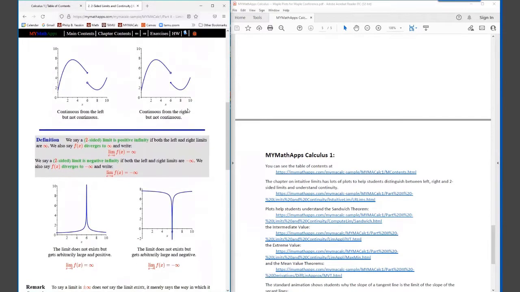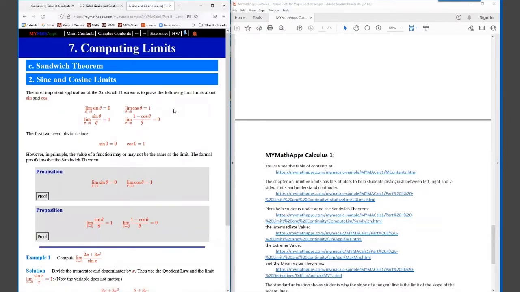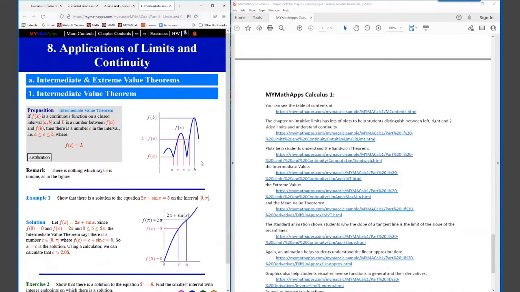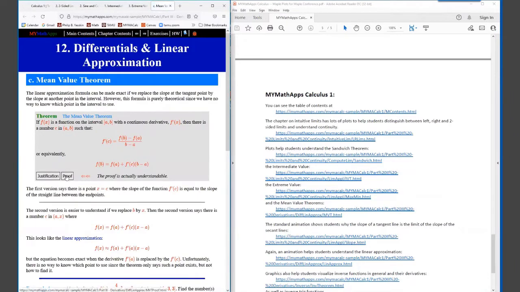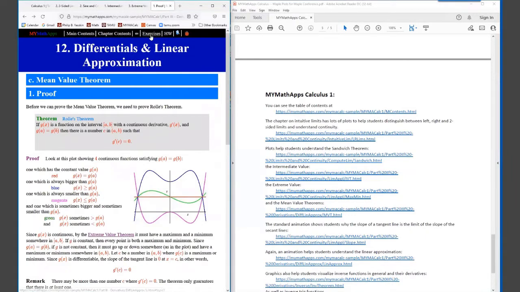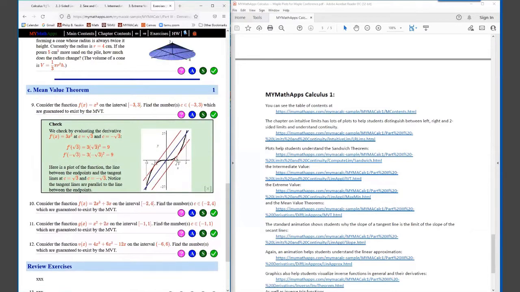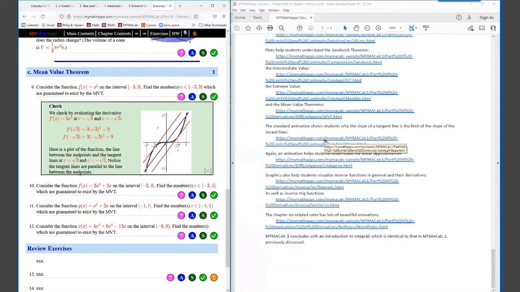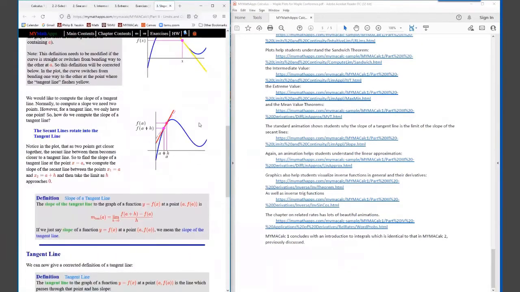and two-sided continuity. Also in limits, we've got the sandwich theorem and the theorem specifically for sine and cosine, the intermediate value theorem, the extreme value theorem, the mean value theorem. There you'll see the plots in the proof, which starts with Rolle's theorem. When you look in the exercise page for the theorem, in the checks, the fact that the graph has the tangent lines having the same slope as the line between the endpoints. Then there is the standard animation, which shows why the slope between the secant lines has a limit, which is the slope of the tangent line.